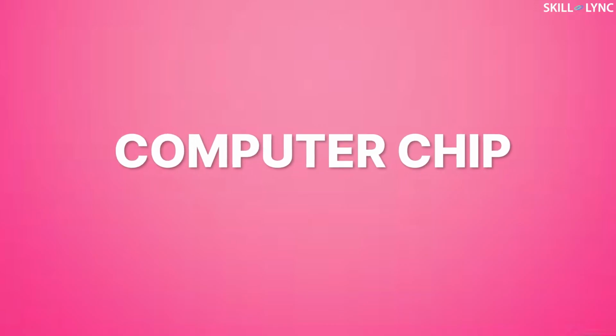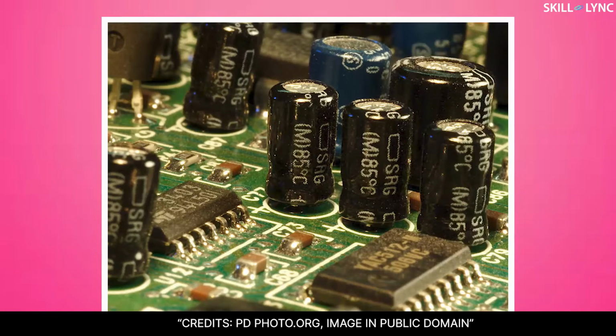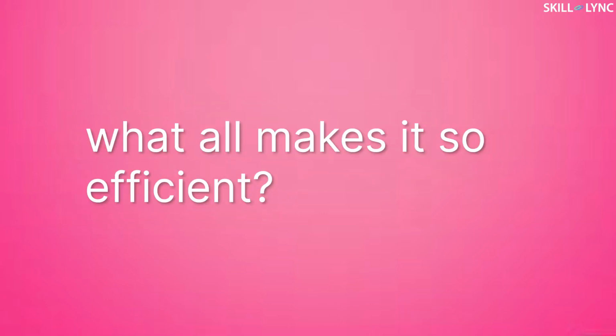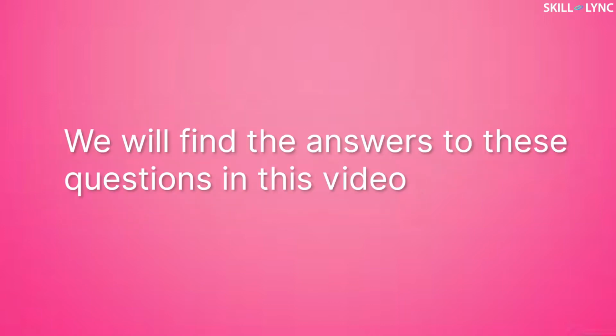We're all aware of computer chips, right? These are small integrated circuits that form the most important parts of our computer function. They can perform mathematical calculations and take decisions, making these chips the brain of the computer. But has it ever crossed your mind how this chip is constructed and what makes it so efficient? We'll find the answers to these questions in this video.